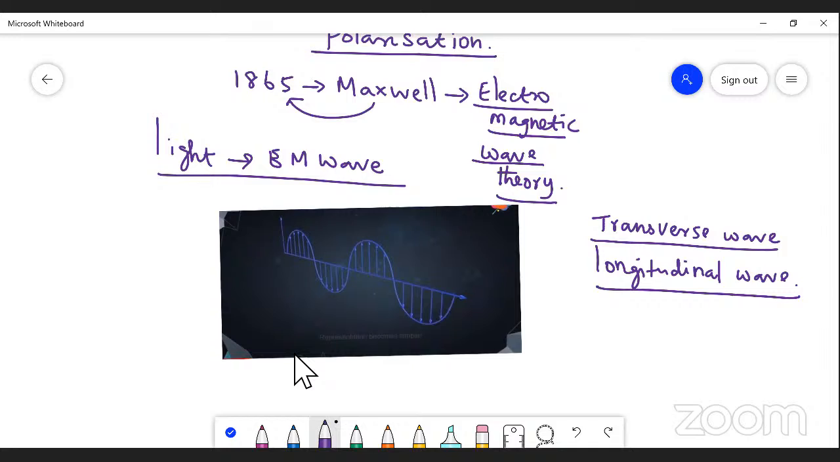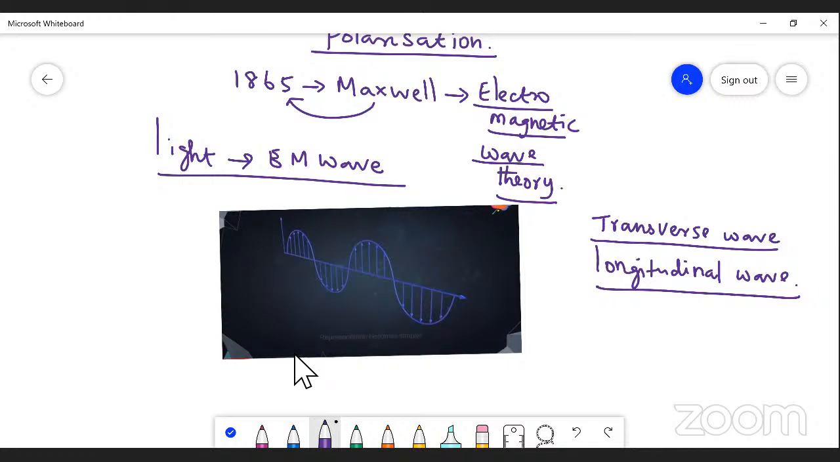Simple. Suppose a wave is passing through a medium, any one medium. When a wave is passed through a medium, the particles of the medium vibrate perpendicular to the direction of the propagation of the wave. Then the wave is called transverse wave.